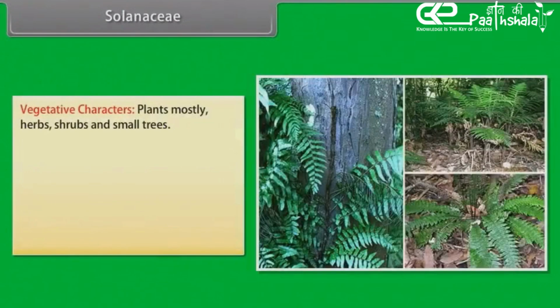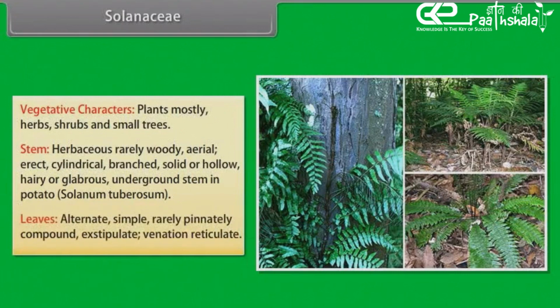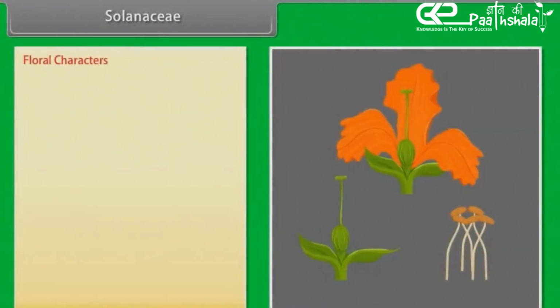Vegetative characters: plants mostly herbs, shrubs, and small trees. Stem: herbaceous, rarely woody, aerial, erect, cylindrical, branched, solid or hollow, hairy or glabrous; underground stem in potato, Solanum tuberosum. Leaves: alternate, simple, rarely pinnately compound, exstipulate, venation reticulate. Floral characters: inflorescence solitary, axillary, or cymose as in Solanum.